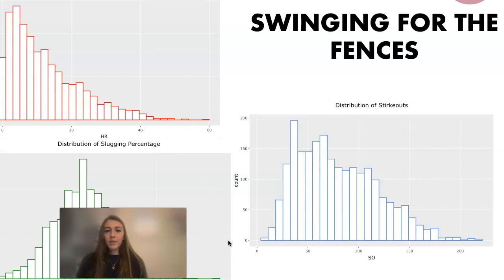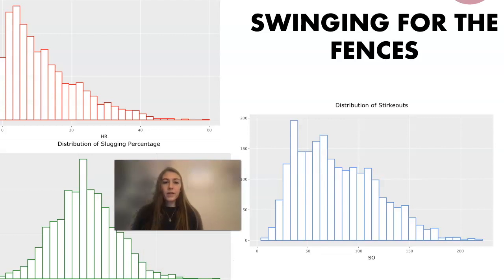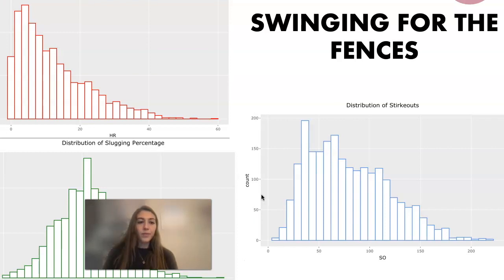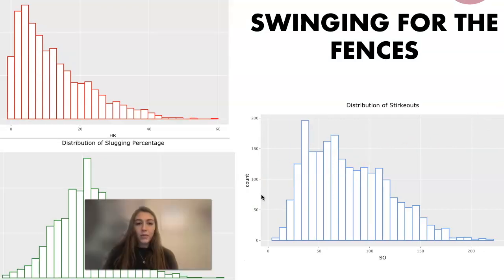Next, we looked at histograms for the 3 variables. On the top left, you'll see the distribution of home runs. It's skewed right, centered below 10. And similarly, you'll see the histogram of the distribution of strikeouts, which is also skewed right, with a center at about 50. And then on the bottom left, you'll see the distribution of slugging percentages, which is approximately normal. What's interesting is that the strikeout and home run distributions both seem to follow the same sort of pattern.